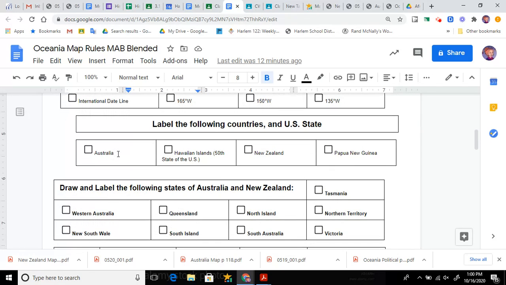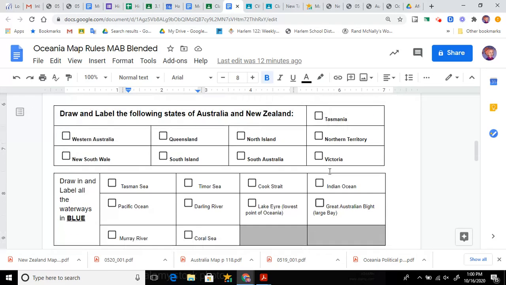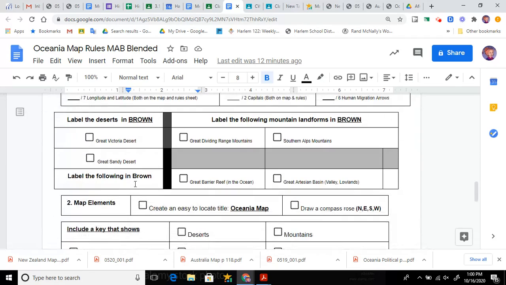You only have to identify Australia, the Hawaiian Islands, which is the 50th state of the United States, New Zealand, and then Papua New Guinea. However, you do need to identify the states of Australia and New Zealand. There are quite a few waterways that you need to identify. They're listed here, and then landforms listed here. There are 2 deserts, 2 mountain ranges, the barrier reef, which is in the ocean, and then a lowland. And I'll point those out on the outline map. You do need to create a symbol and use brown for the symbol and also for the label.